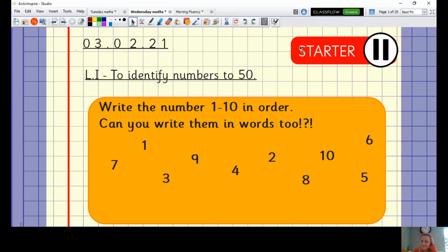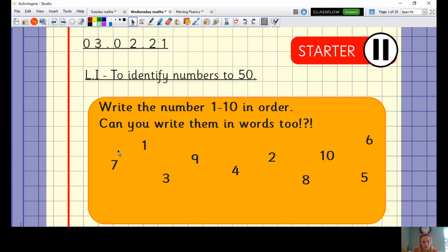Okay, today we're going to be identifying numbers to 50. We're going to be finding them on our number square and finding out a bit more about each of the numbers. So write down the numbers 1 to 10 in order for your starter.